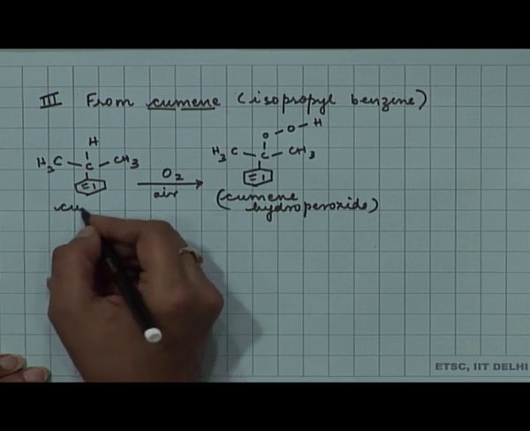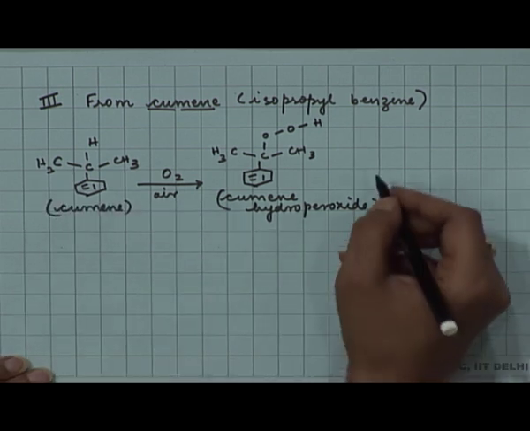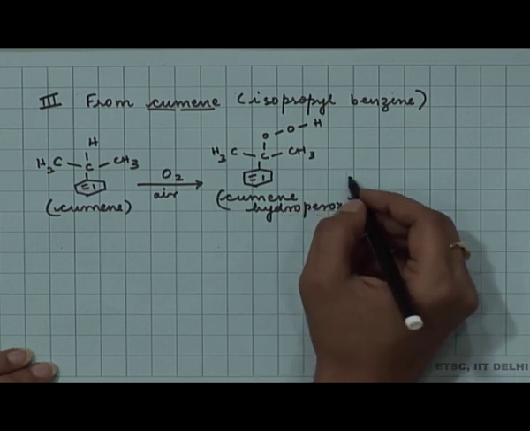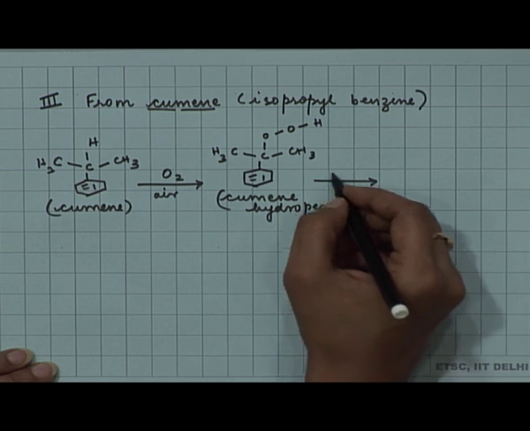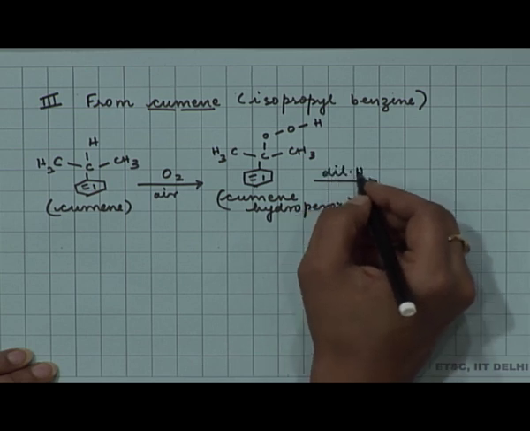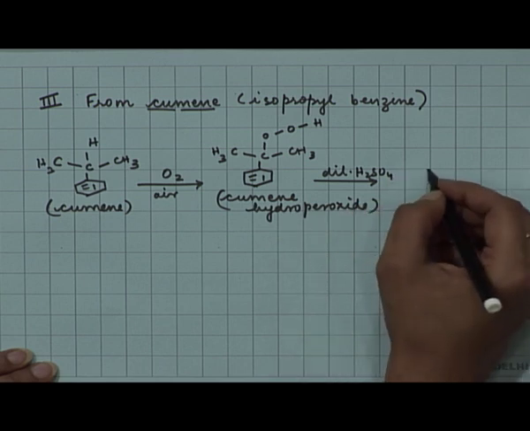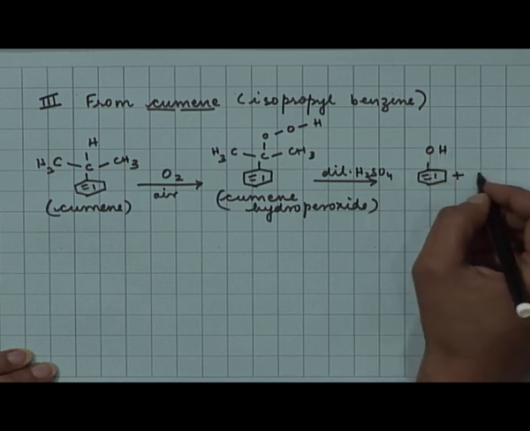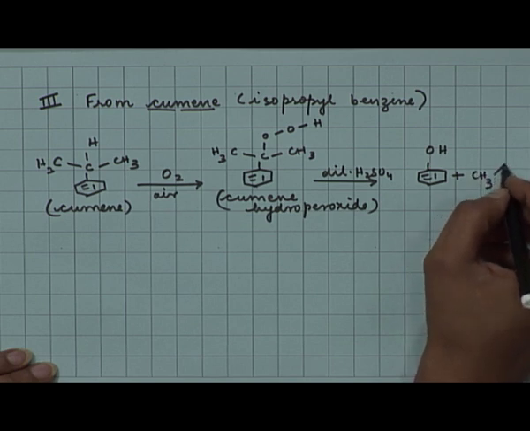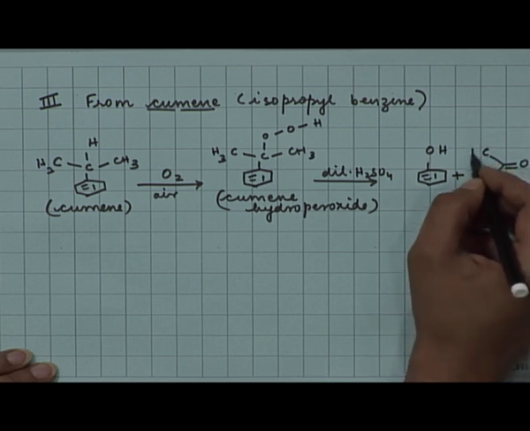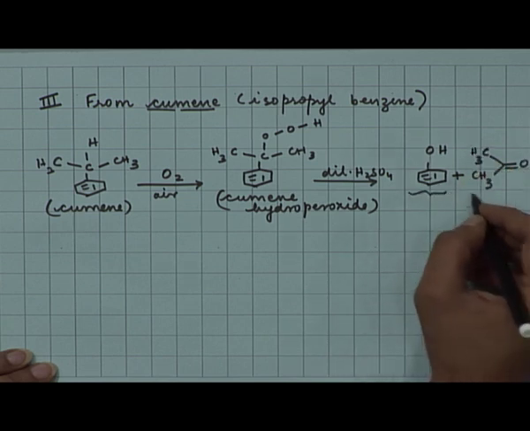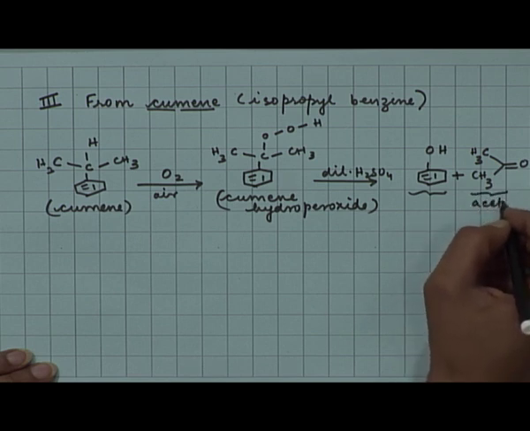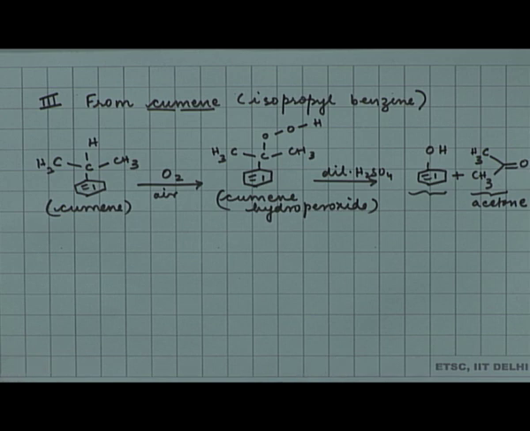This is your starting cumene, you subject it to aerial oxidation, you get this intermediate, and this on treatment with acid results in the formation of phenol along with generation of a ketone, which is nothing else but acetone. So, you get the phenol and you get acetone as the byproduct from the cumene oxidation.